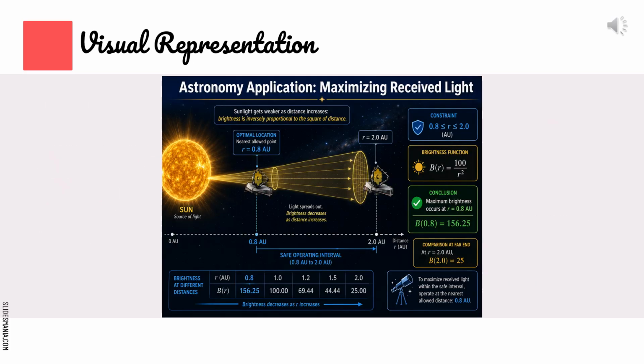So here we have a visual representation of our problem, maximizing the received light for our telescope. We have our constraints, the brightness function, and our conclusion. The brightness at different distances is shown within the constraints, and we can say that to maximize the received light within the safe interval, we operate at the nearest allowed distance, which is 0.8 astronomical units.